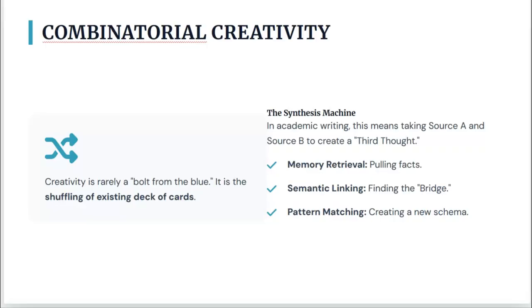So, okay, let's just break this down. Let's see, I'm writing about, is a Corgi the right dog for me? Okay, so I'm thinking, pulling facts, and then finding a bridge between my experience, my goals, my outcome, my hypothesis. I think a Corgi is not good for me, although I love them. And why? And then pattern matching, creating a new schema.